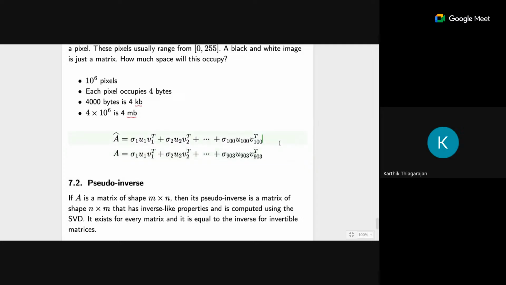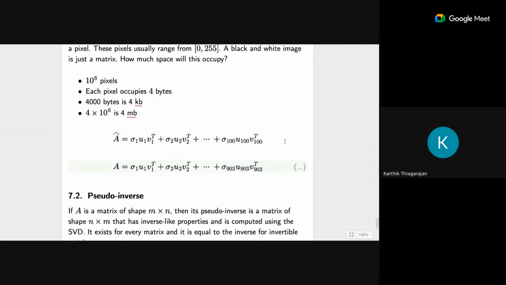Okay, so where is the saving coming from? The saving is coming from the fact that you don't need to save 903 minus 100, so about 800, the information in that part of the matrix. You only need to save these three objects: the 100 singular values, the 100 right singular vectors, and 100 left singular vectors. If you actually work it out, it will be a good reduction in storage, while not disturbing the quality of the image too much.